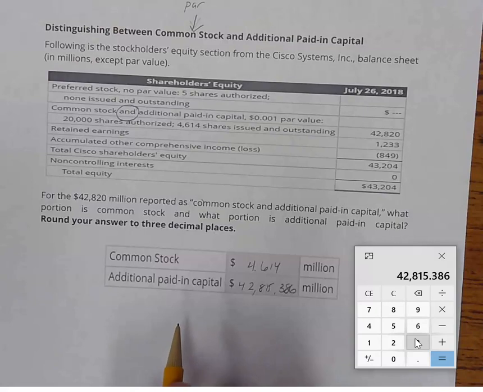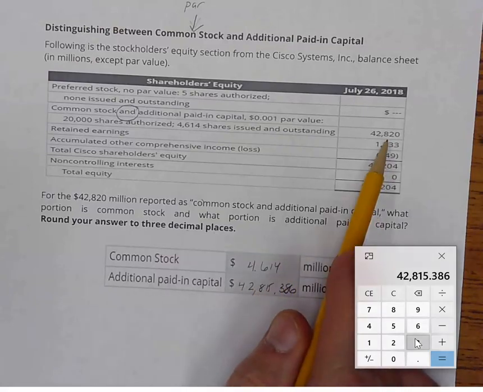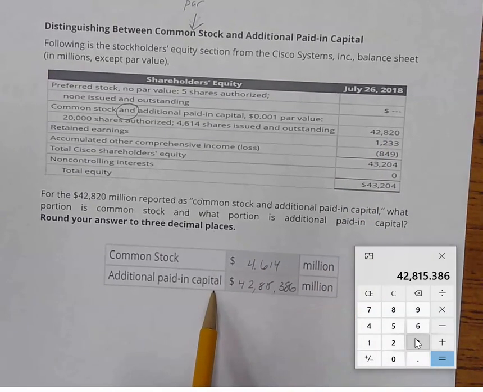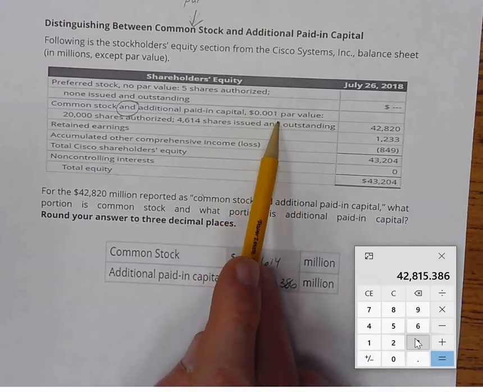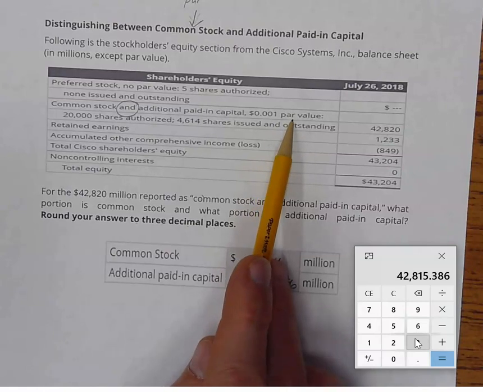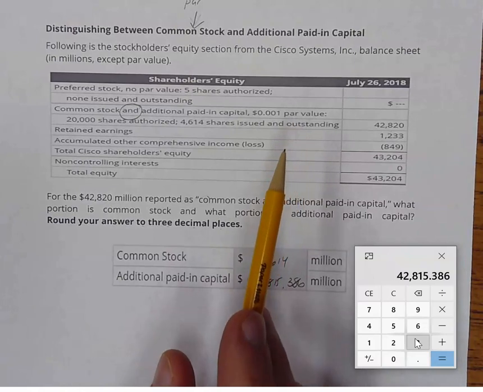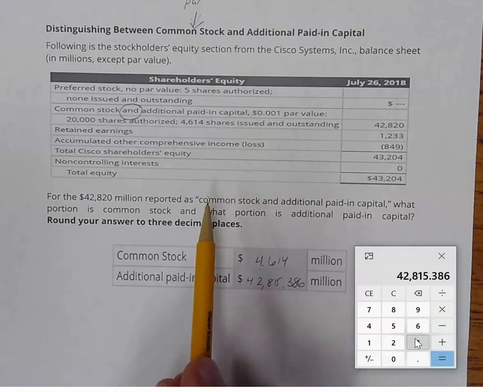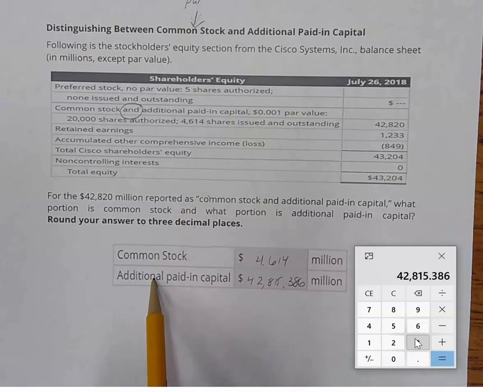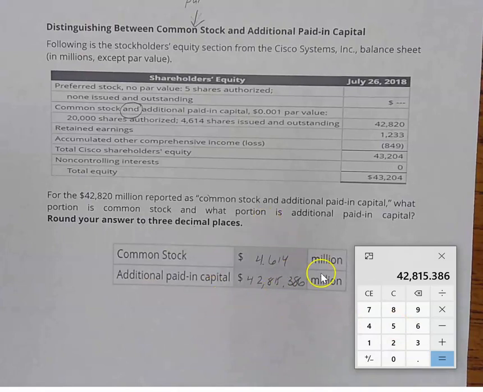So you can see that almost all of this amount, this 42,820, which again is in millions, is allocated to additional paid-in capital. And this is actually somewhat realistic, in the sense that the par value for common stock is usually much, much lower than the market price of the stock. If we issue shares of stock for $25 a share, almost all of that is going to be additional paid-in capital. We don't see a lot of examples like this because they're messy and difficult to understand. So usually we'll use artificially inflated high par value amounts so that our numbers come out a little bit cleaner.